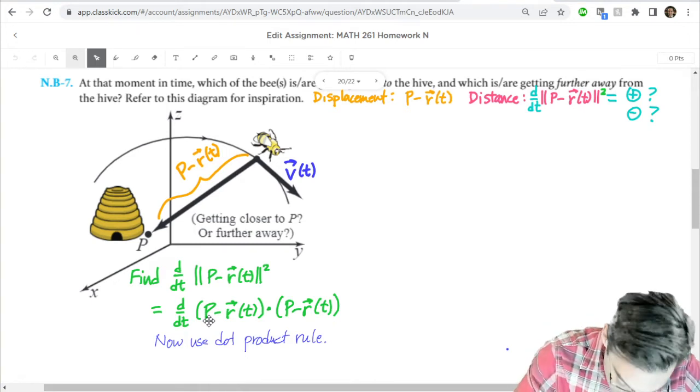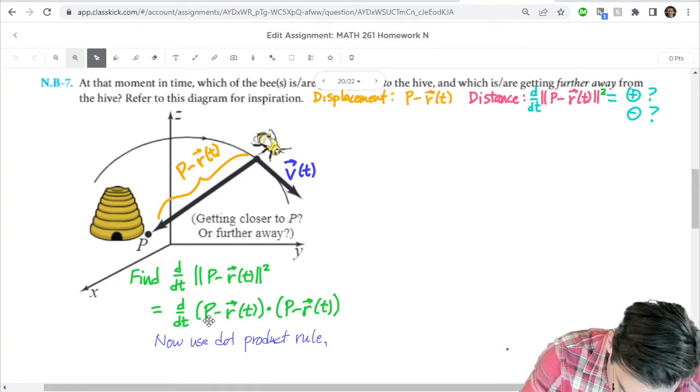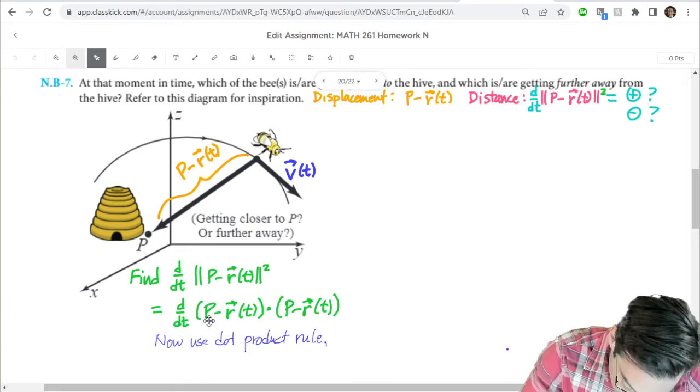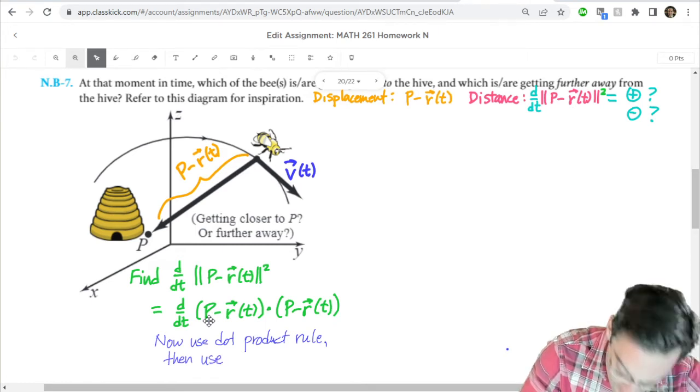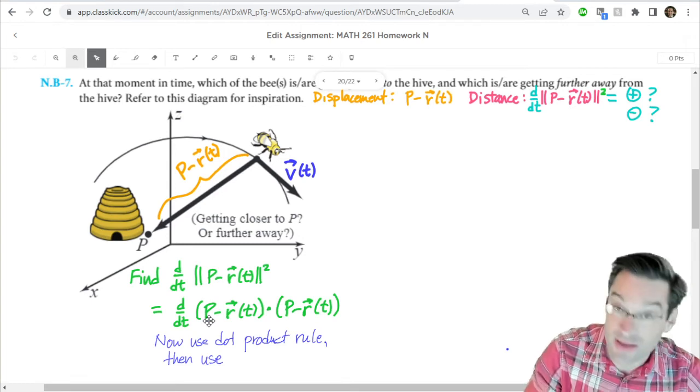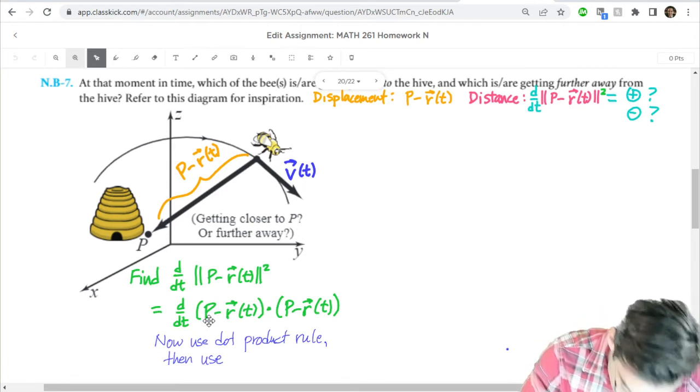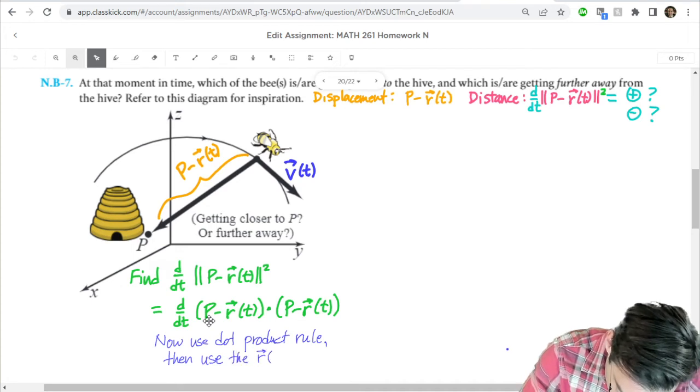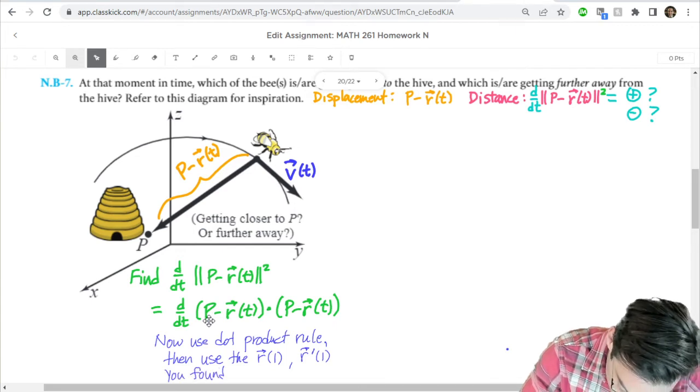And so use the dot product rule, expand this thing out, and write it in terms of a bunch of r of t's and v of t's in which you're going to plug in t equals 1, because we care about that instant in time. And so use the r of 1's and the r prime of 1's that you found in the previous two questions, numbers 5 and 6.